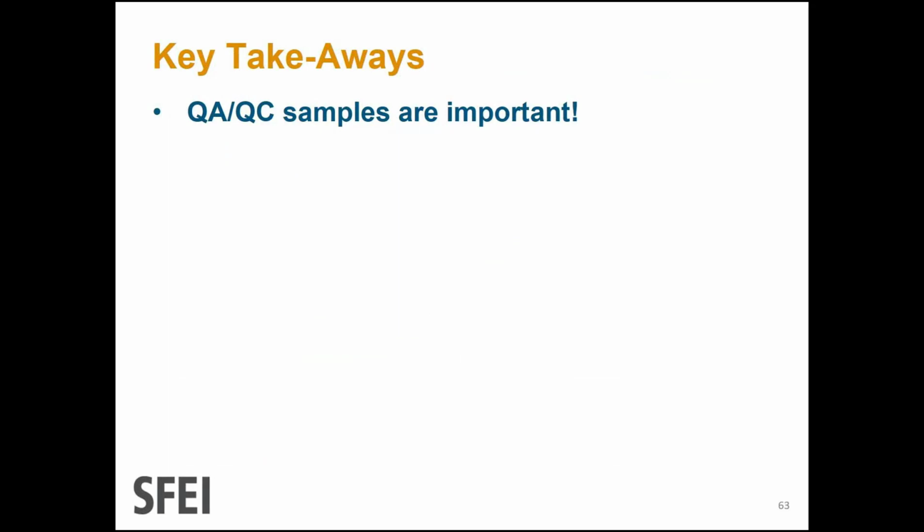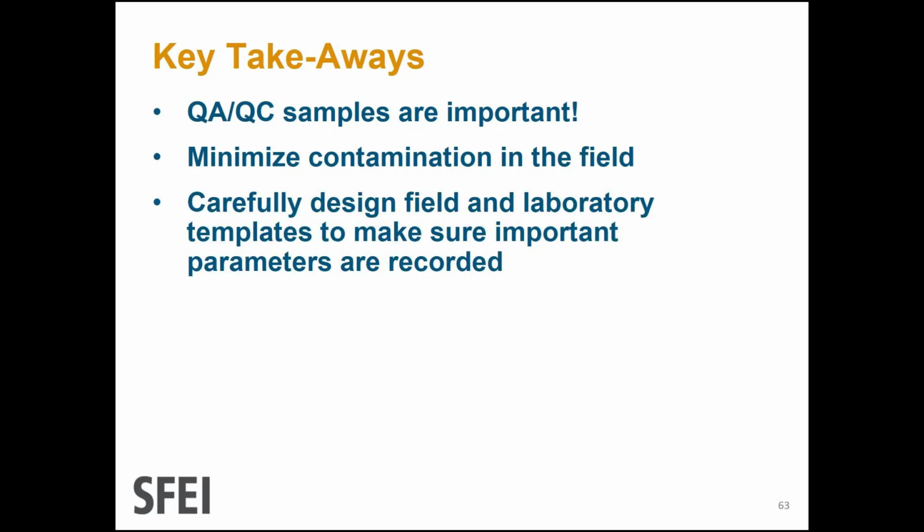So some key takeaways. QA/QC samples are really important. It's really important to minimize contamination in the field, and you might do this by doing some pilot studies to identify any potential sources of contamination. It's also important to carefully design field and laboratory templates to make sure that your important parameters are recorded. And it's also helpful to simplify these to reduce any burden and confusion in the field.